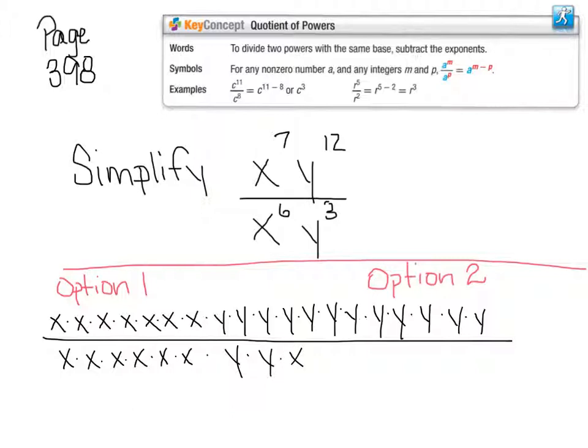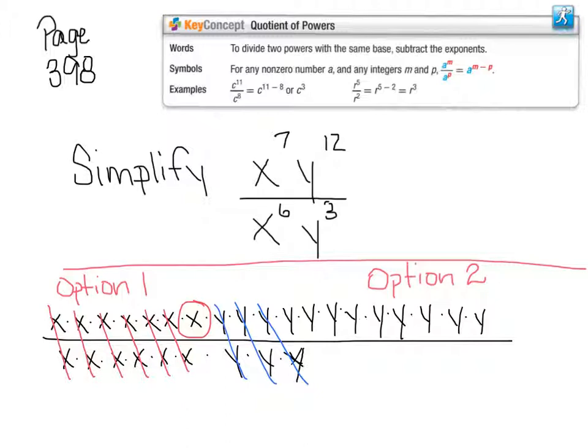Okay, now with option number 1, which is the long way about doing this, you would cross out pairs in the numerator and denominator. So I have a pair of x's here. Everywhere you have a pair, you cross through a pair until you have something left. Same thing with the y's, crossing out pairs. That should be a y and not an x right here. Cross out those pairs, and then you count what you have left.